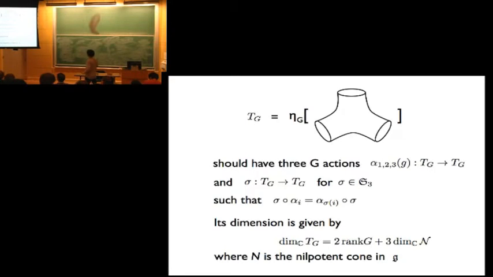By the definition of the functors, I'm going to abbreviate this eta_G of the pair of pants as T_G. So this T_G should have G^3 actions corresponding to the three boundaries. I call them alpha 1, alpha 2, and alpha 3. Because there is an action of the mapping class group on this Riemann surface exchanging the three boundaries, there should also be an action of the permutation group of three elements, which preserves the holomorphic symplectic form, acting on this T_G and exchanging these three G actions, so that doing alpha_i and then sigma should be equivalent to doing sigma on T_G and then alpha_sigma(i). So this is part of the axioms of TQFT.